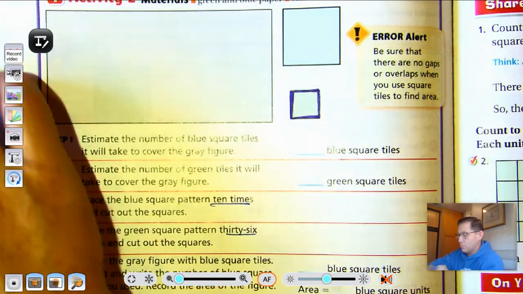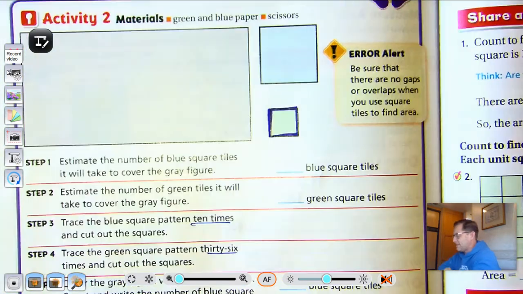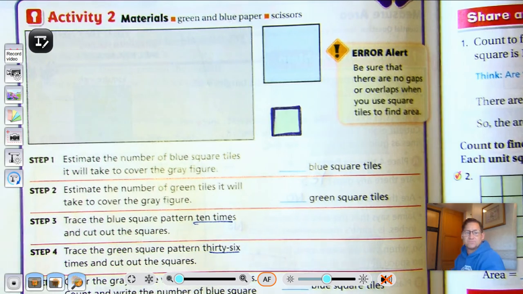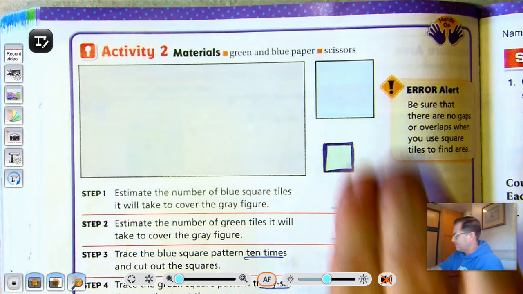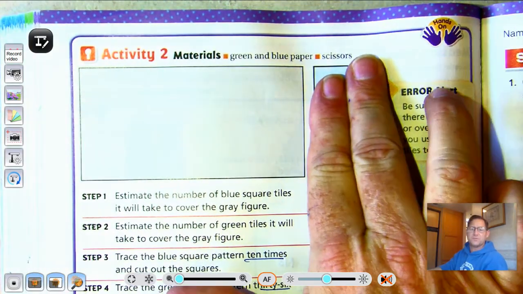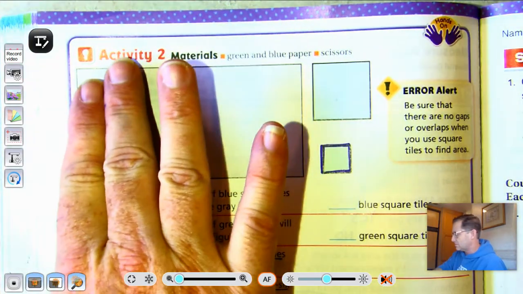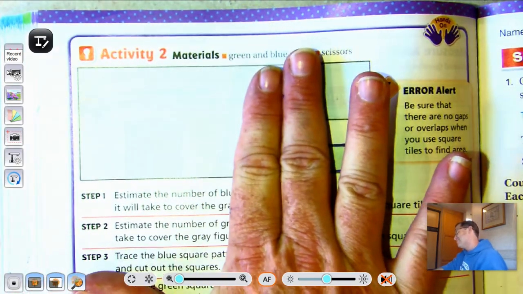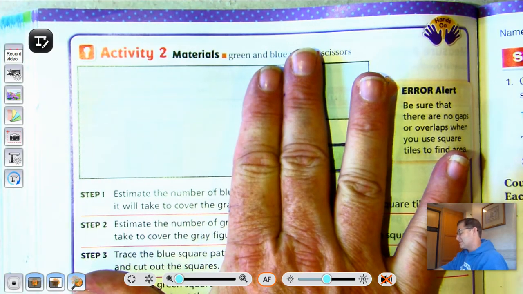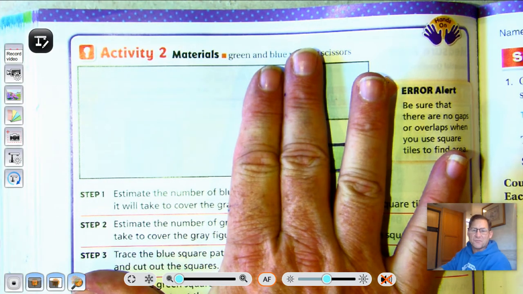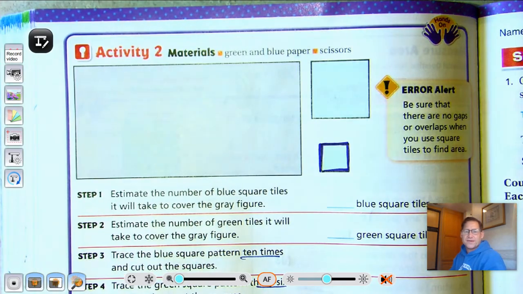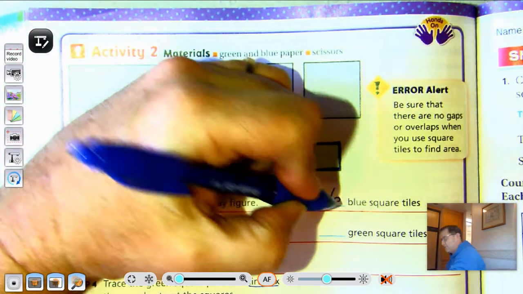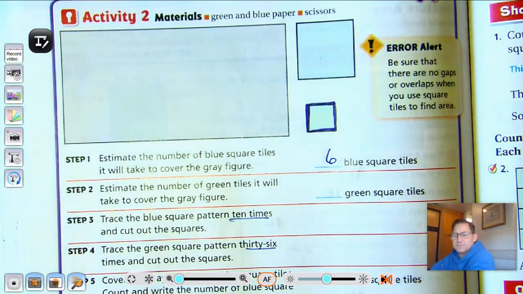So part 1, step 1, says estimate the number of blue squares it will take to cover the gray figure. Well, let's see. It's about 2 of my fingers wide. 1, 2, 3. Let's say 3. 3 and then 1, 2, so 6. I'm going to say 6 blue squares. It's just an estimate. Okay.